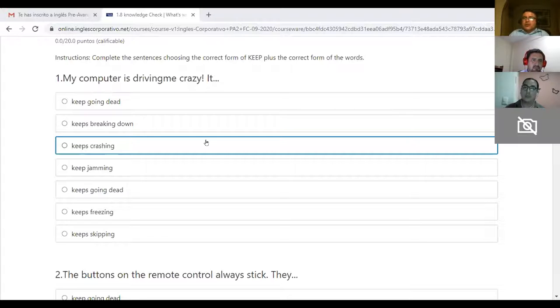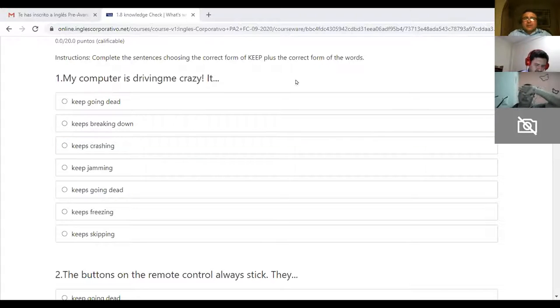The TV keeps turning off. It keeps crashing. How do you say, el niño sigue quemando papel? The boy keeps burning paper. Very good. So once again, when you want to express a problem, you use the word keep plus the ing form of the verb.